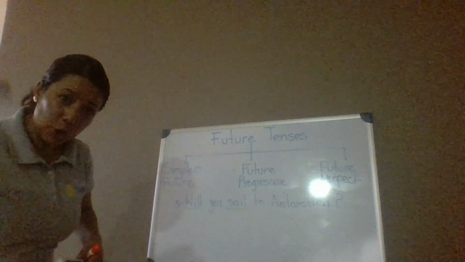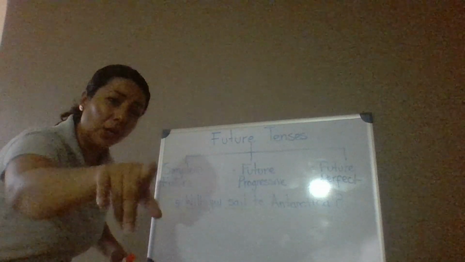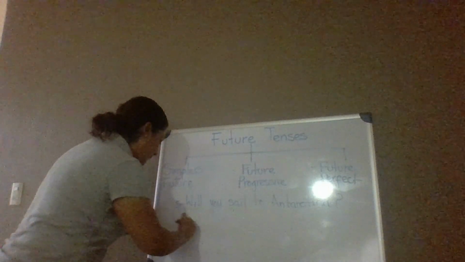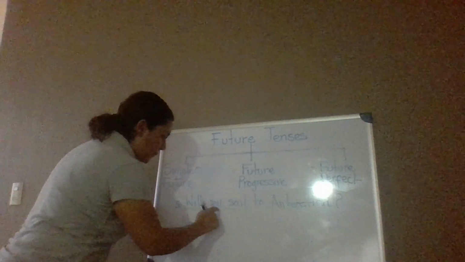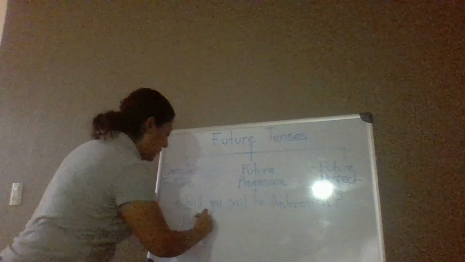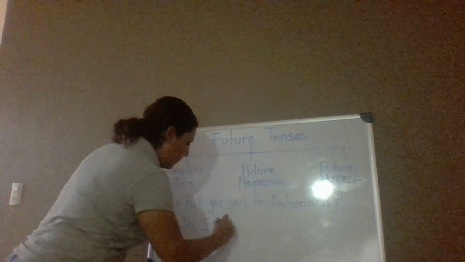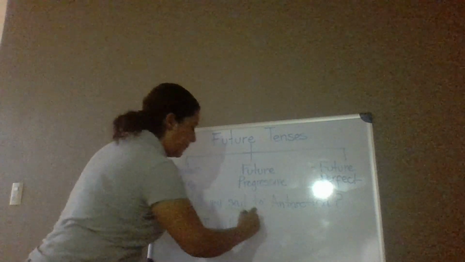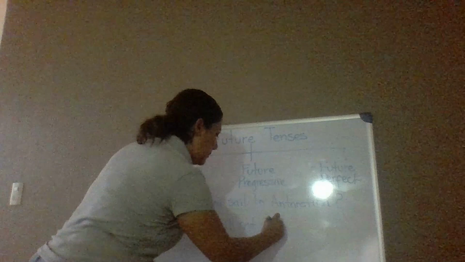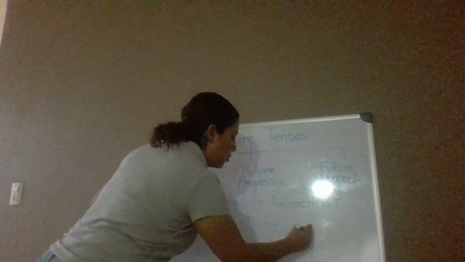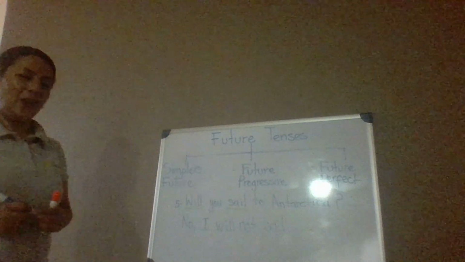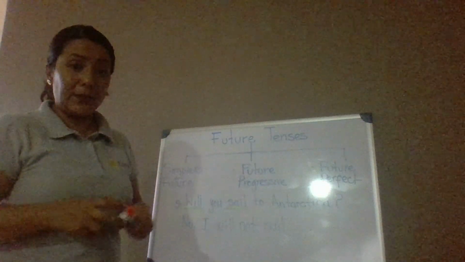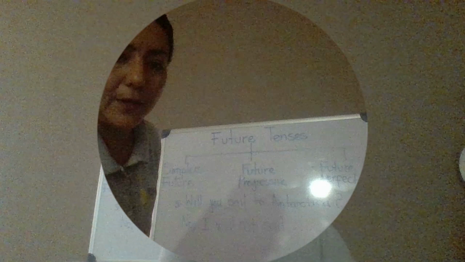Will you sail to Antarctica? I think not. So we say, no. What's the subject? I will, I will not. What is the verb? Sail. And you just copy the rest. All right. If you need time to write all your answers, please stop the video now.